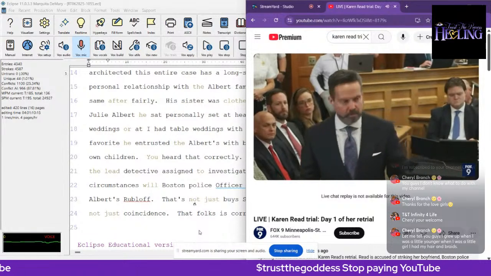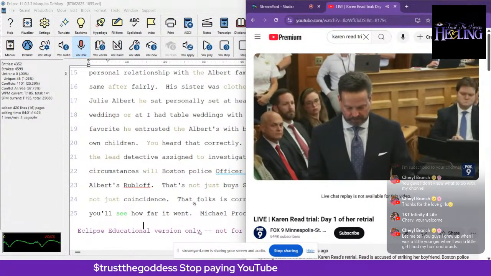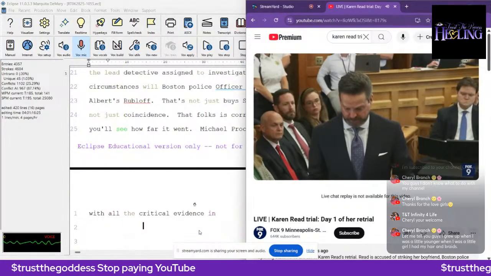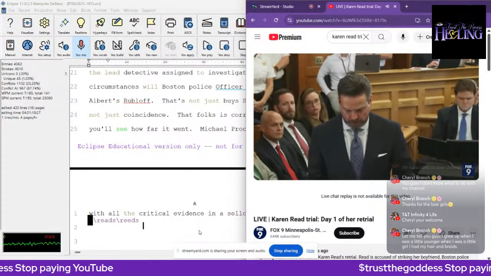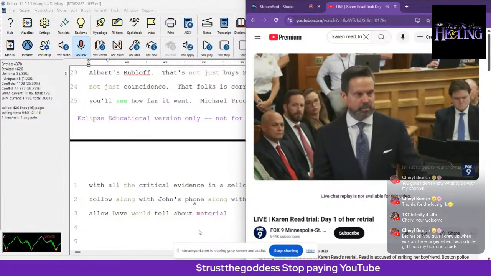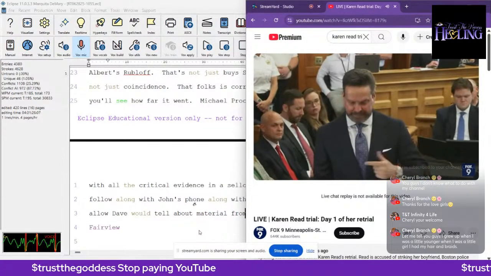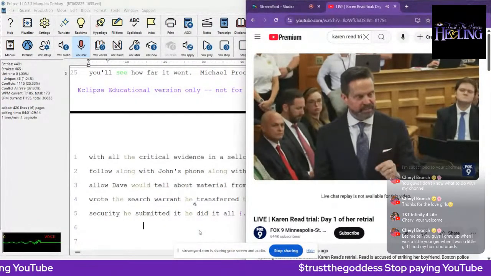Michael Proctor was alone with all the critical evidence in this case, alone with Karen Read's phone, alone with John's phone, alone with video footage, alone with the taillight material, alone when he claimed to recover evidence from 34 Fairview. He wrote the search warrants. He transported the evidence. He secured it. He submitted it. He did it all. That's Michael Proctor. And he did it without any reasonable oversight.